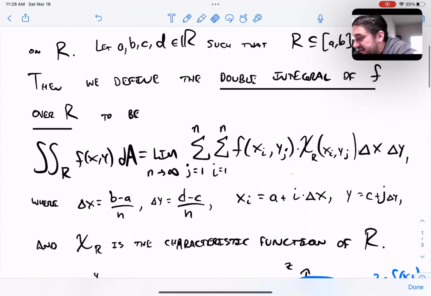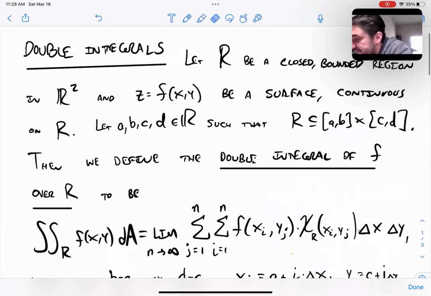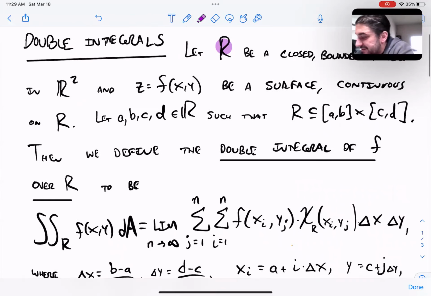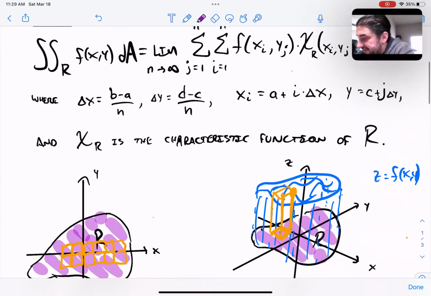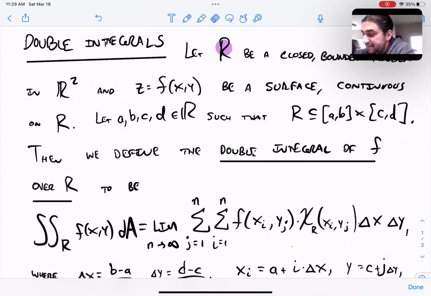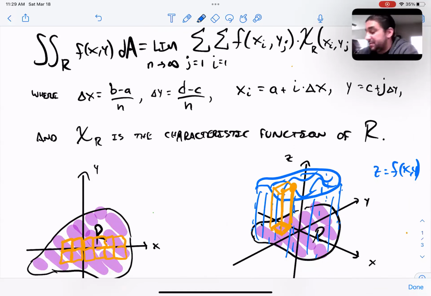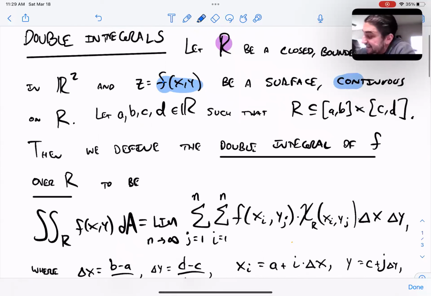What do we have? We have R, our closed bounded region. I already colored that purple down here. It's just a subset of the plane, R squared. Then I have my surface, which I already color coded blue down here. This is my surface, z equals f(x,y), which I'm going to say is continuous on R. You can define this for more general functions, and you do in a measure theory course, but defining it for continuous functions is enough. So we'll stick to that.